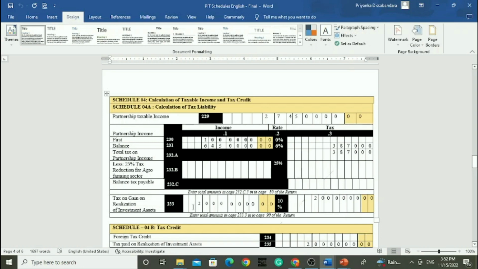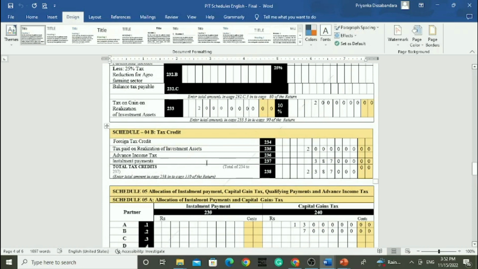We have to separately identify the gain on realization of investment assets and the relevant tax on that investment asset. Therefore, that amount should be included in page 233. The relevant tax rate for the capital gain is 10%. After applying that 10% tax rate, payable tax is 2 million.